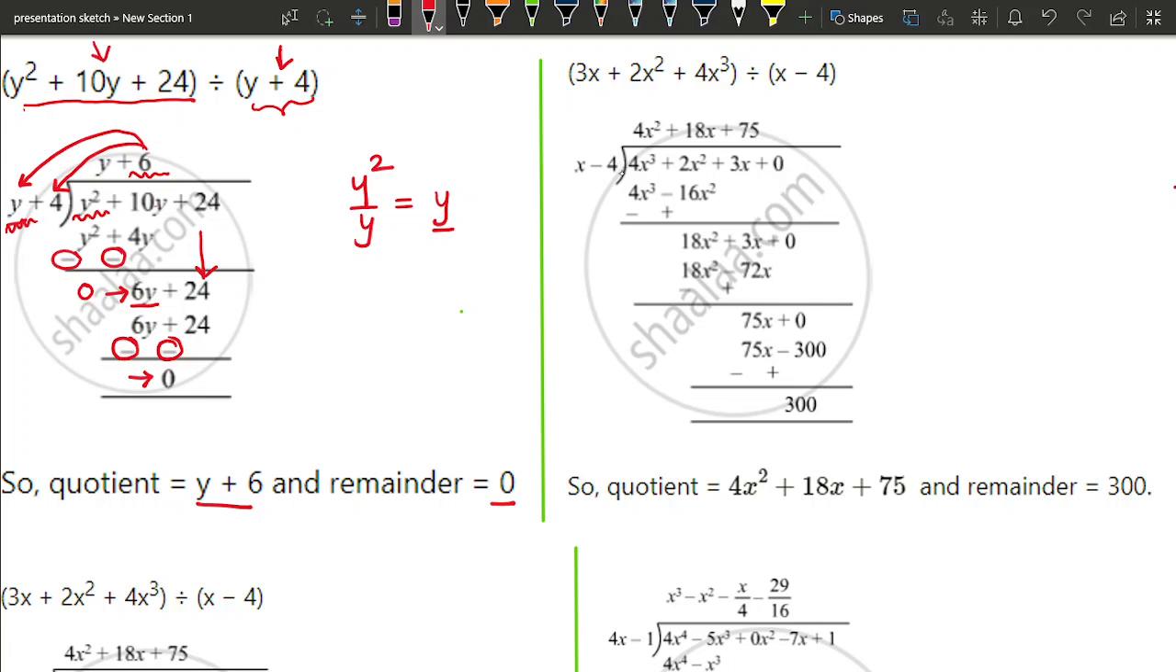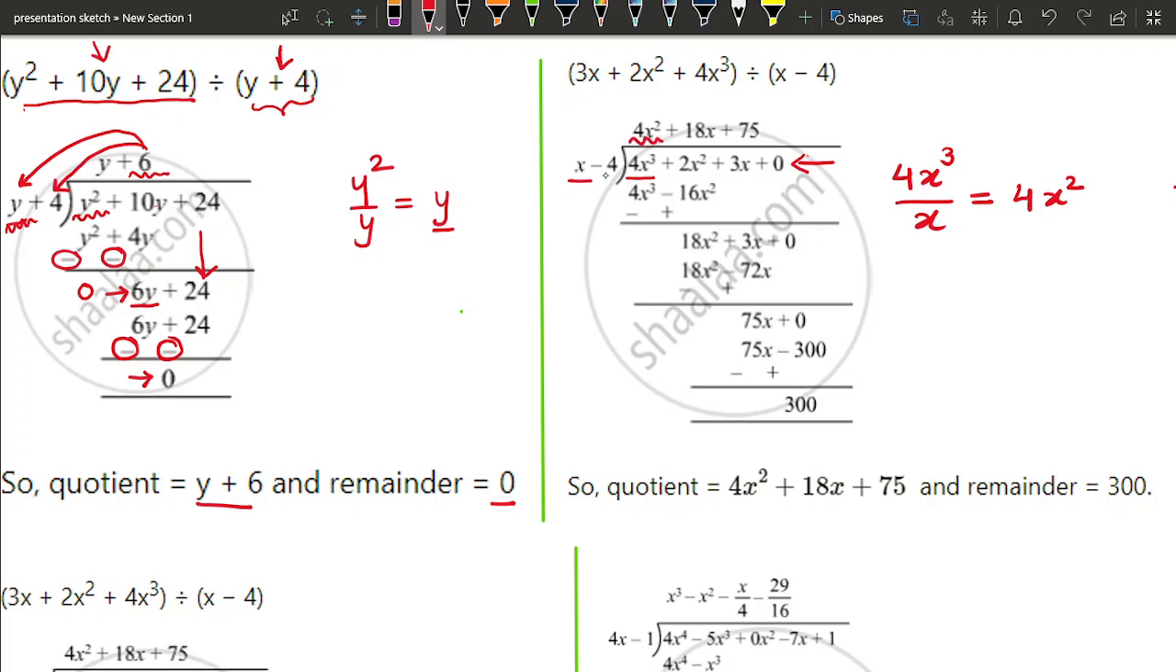Exactly the same process is done here also. The method is not different. The same sequence is to be repeated. The first step is to check whether all the terms of the dividend are in the descending order of power. So yes, they are: 4x cube plus 2x square plus 3x plus 0. After that, observe the first term of the dividend, which is to be divided by the first term of the divisor. So 4x cube divided by x obviously will give you nothing but 4x square.